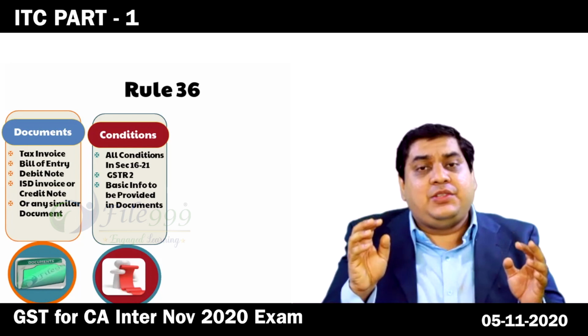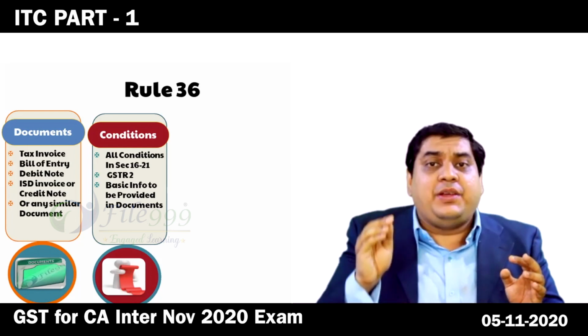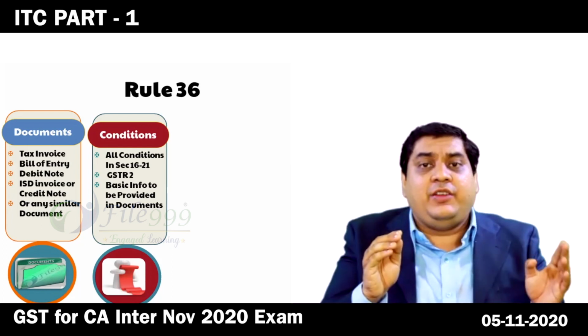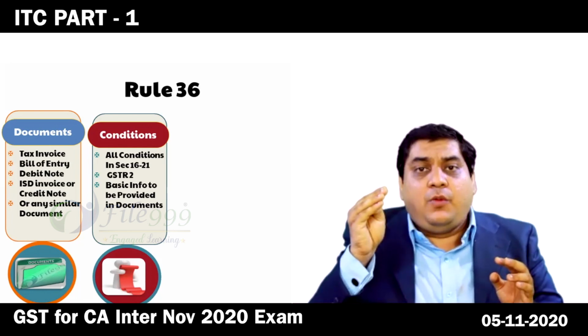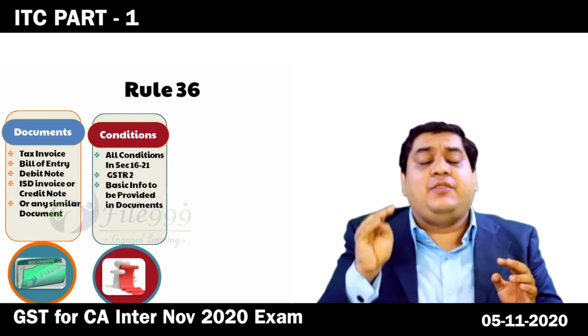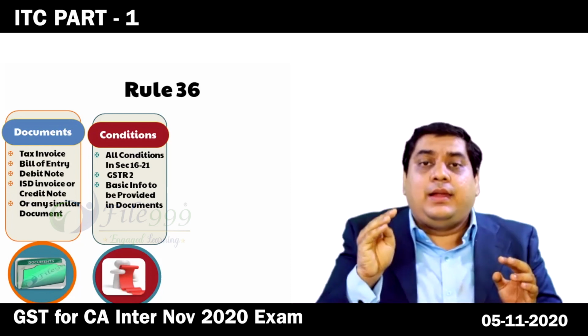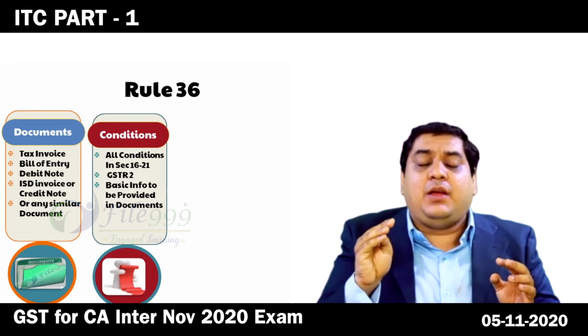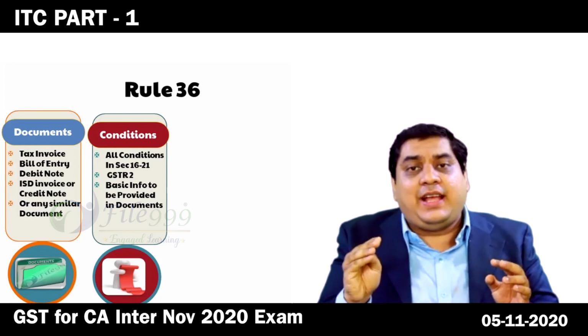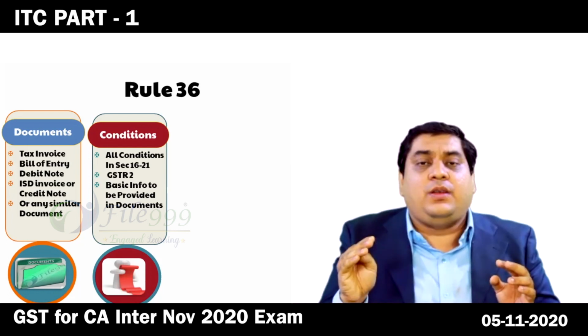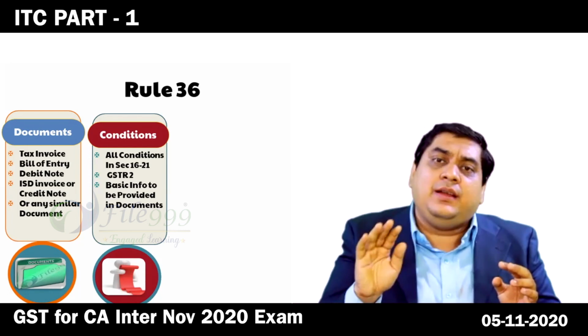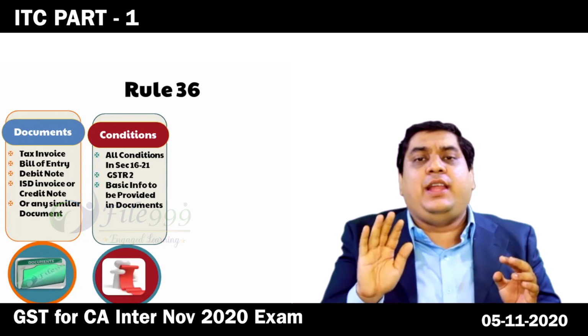Finally, there may be some situations where not all the information is provided in the documents that we talked about. However, they have given a small list of basic information which should be provided mandatorily, like the name of the assessee, GST number, taxable value, what tax it is, the amount of tax, and so on. If some basic information is provided, then it is also sufficient for claiming ITC.